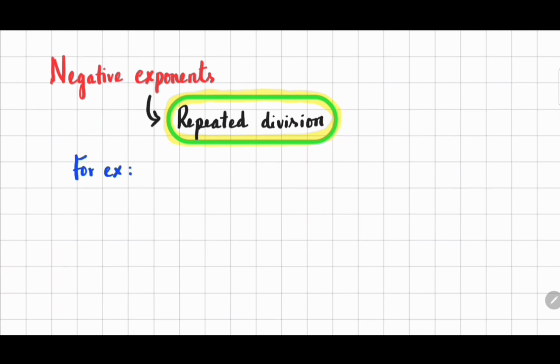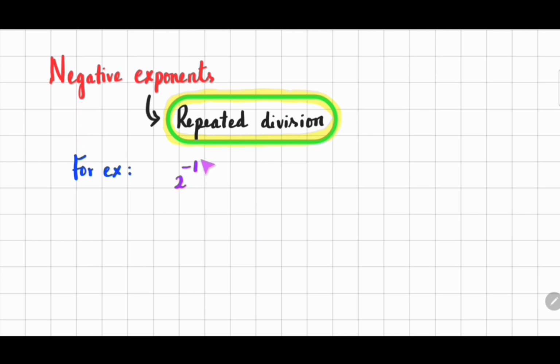For example, what is 2 power minus 1? Before we get into this, let's rewrite it by multiplying 1 with 2 power minus 1. By doing so, the question won't change, right? Because if you multiply any number with 1, you get the number. Since positive exponent is repeated multiplication, here we have negative exponent, which means repeated division. So 1 divided by 2, which equals 0.5.